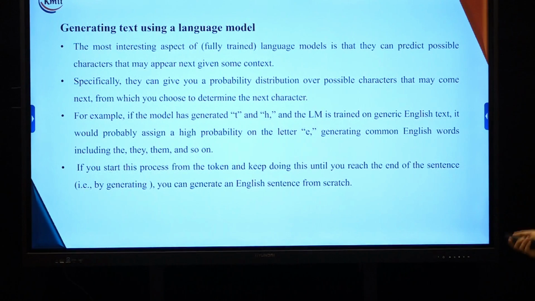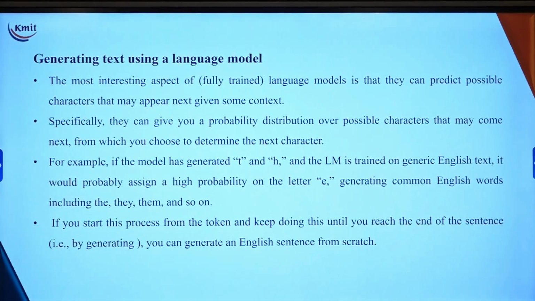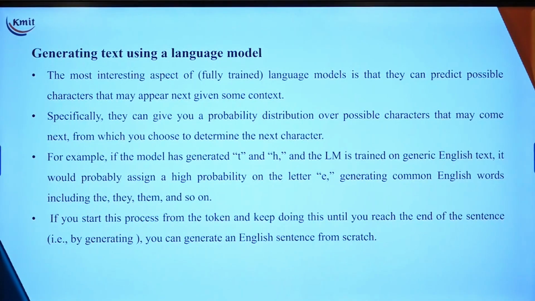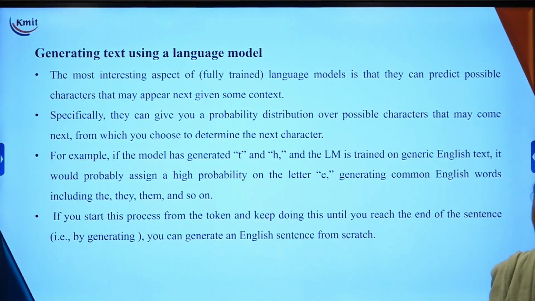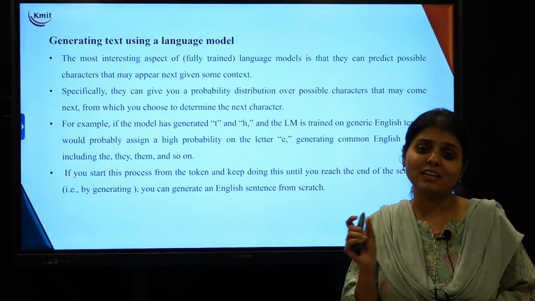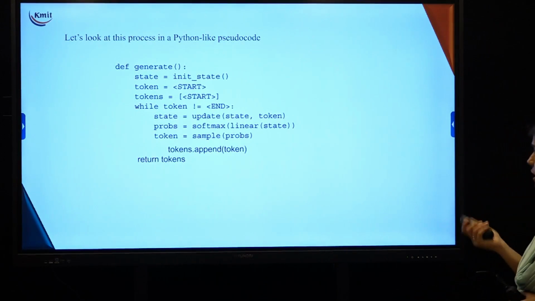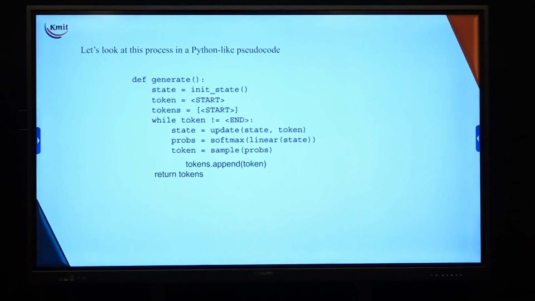So if you start this process from the start token and keep doing this until you reach the end of the sentence, you can directly generate an English sentence from scratch. Everything is the same, except that you are feeding the RNN with characters instead of words. Now, how do I generate the tokens?